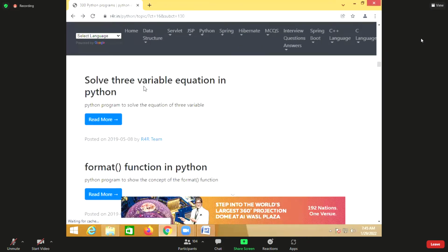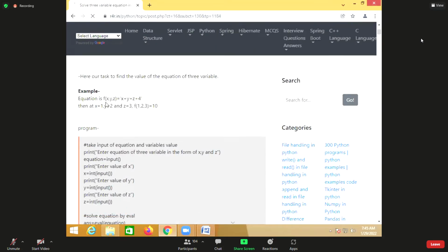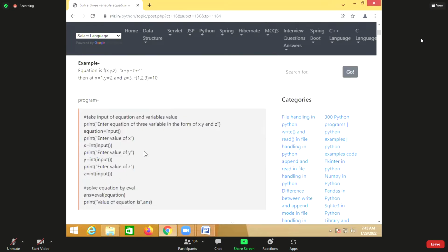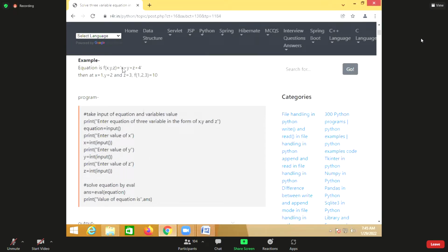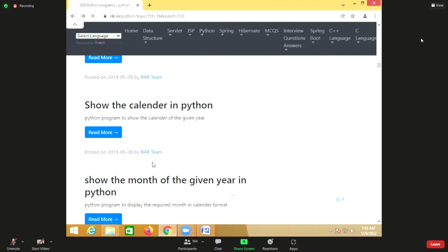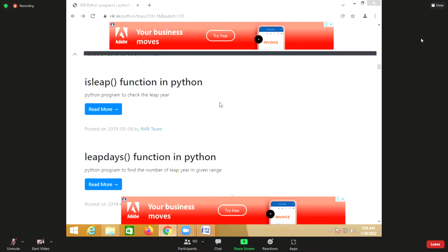Solve the three variables equation in Python. Three variables f of x comma y comma z, x plus y plus z plus 4. Then x equal to 1, y equal to 2 and z equal to 3. That is 1 plus 2 plus 3 plus 4, which is equal to 10. This kind of simple programs, you can do it.